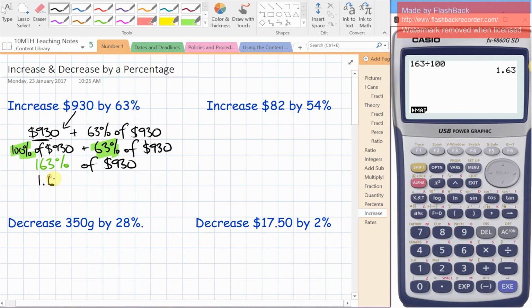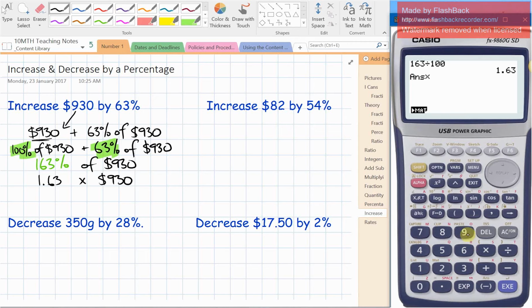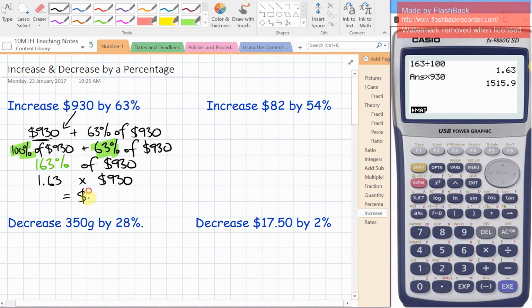So 1.63 of means times 930. So now I plug that into my calculator. 1.63 times 930 is equal to $1,515.90. So that is my final answer of increase $930 by 63%.